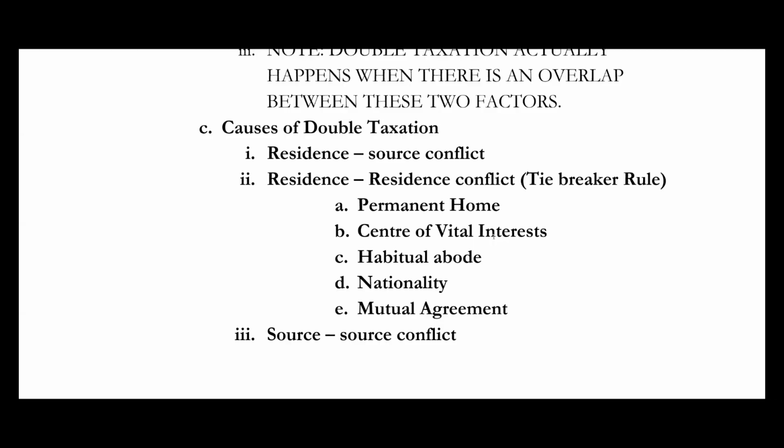The second one is residence conflict, where two countries are both saying you are resident, so you should be taxed on your worldwide income there. It can cause a problem. So we usually settle it by mutual agreement procedure through a process called the tiebreaker rule, right?